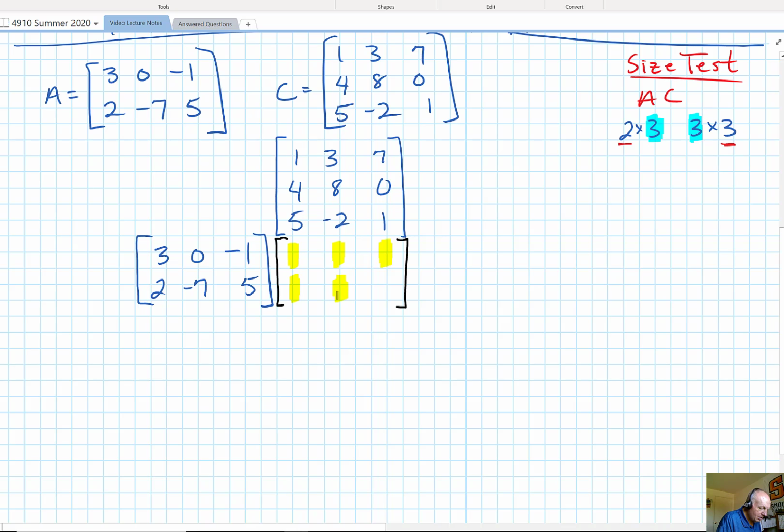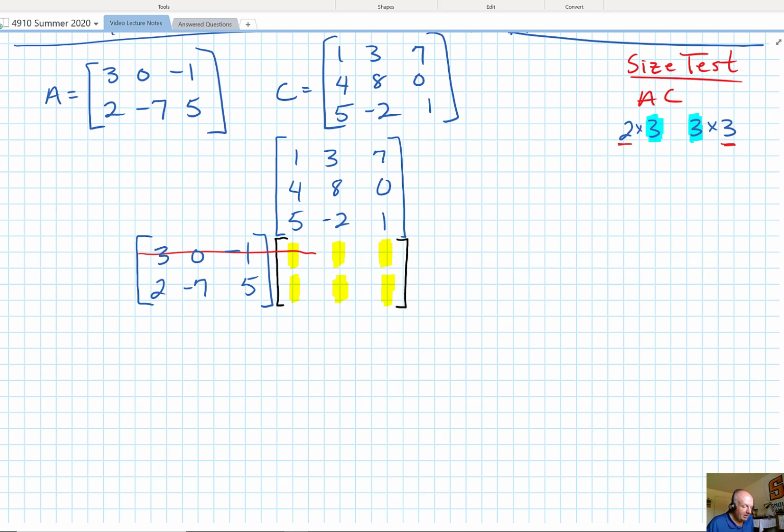And there, there, and there. So we've got to figure out what those 6 entries are. All right, so here's how you do it. To figure out this entry, you will use this row and this column. See how those are the intersection of that entry? That row and that column.